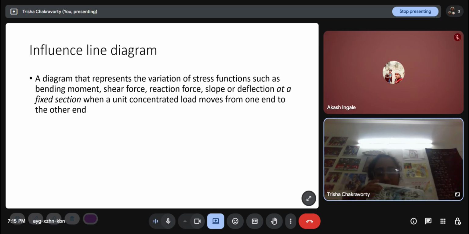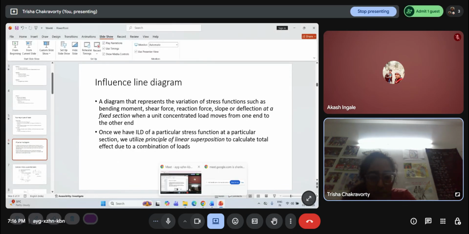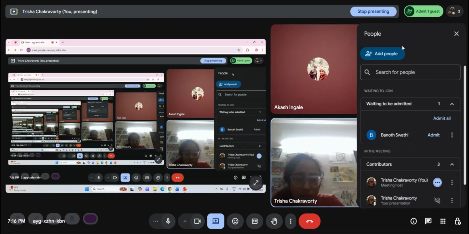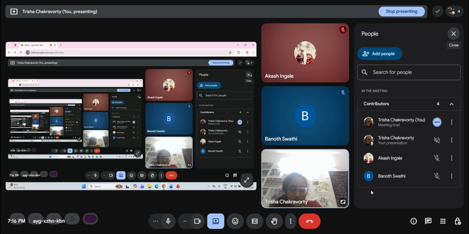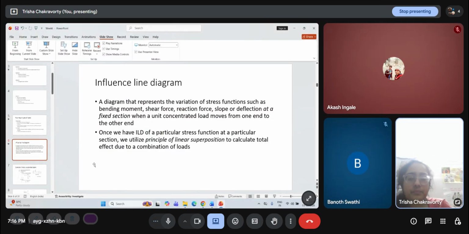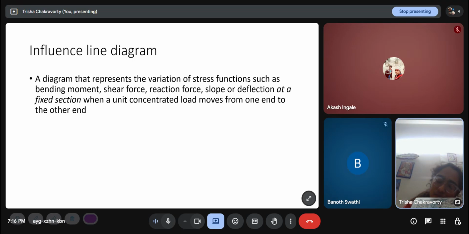But in influence line diagram, I have to fix the section. I am saying that I want the... for influence line diagram, we have to fix the section and the kind of force we are looking at.